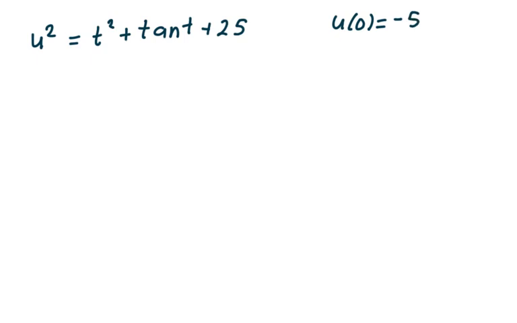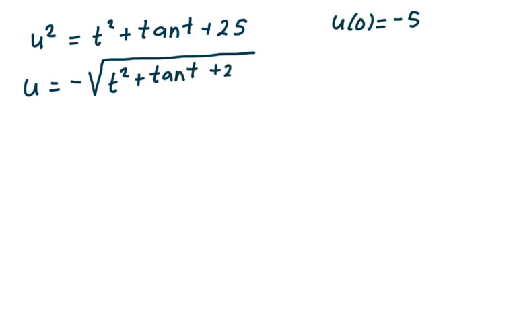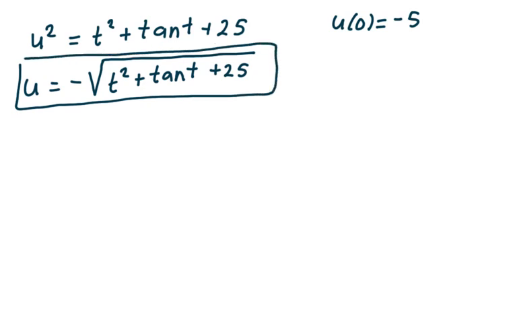But we're not quite done. So now, u squared equals t squared plus tangent t plus 25. But then what is u? Remember, u of 0 is -5. So when I take the square root of both sides, u turns out to be negative the square root of t squared plus tangent t plus 25. So it's a little tricky because you have to take the negative radical. And that's how we do 23a.